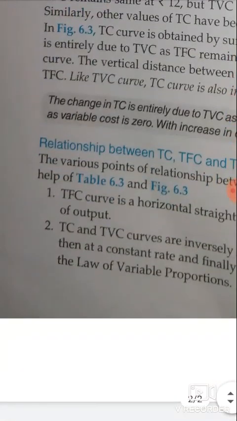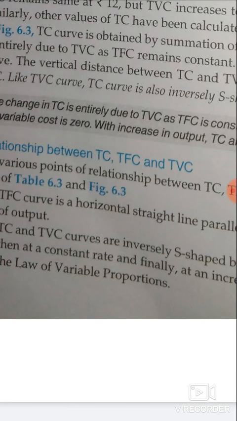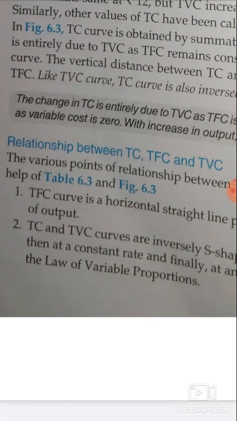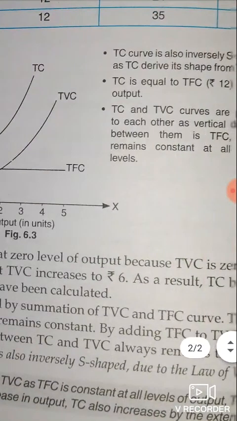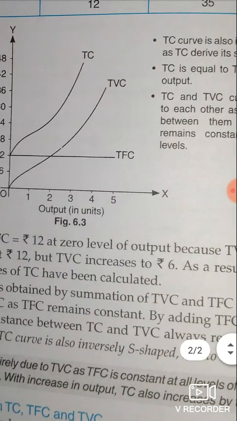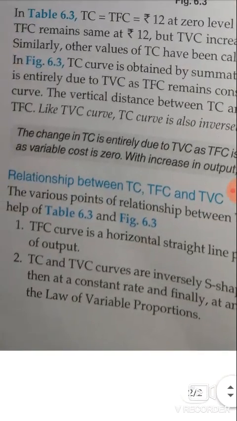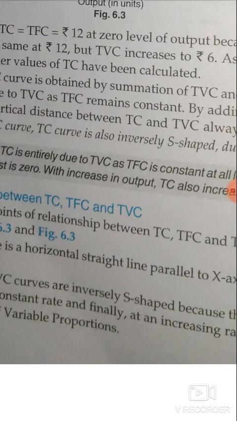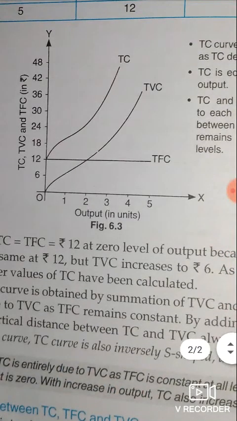Now let us explain the relationship between TC, TFC and TVC. As you know, the TFC curve is a straight line parallel to the x-axis, and it remains constant at all levels of production. Second, the TC curve is inversely S-shaped. Inverse S here means first it is increasing slowly, then fast. Inverse S-shaped, as I told you.